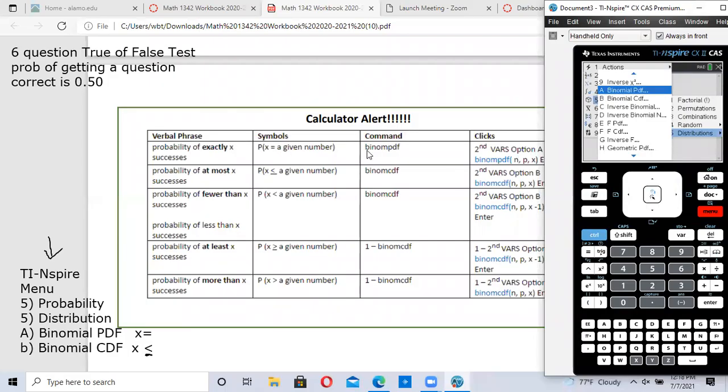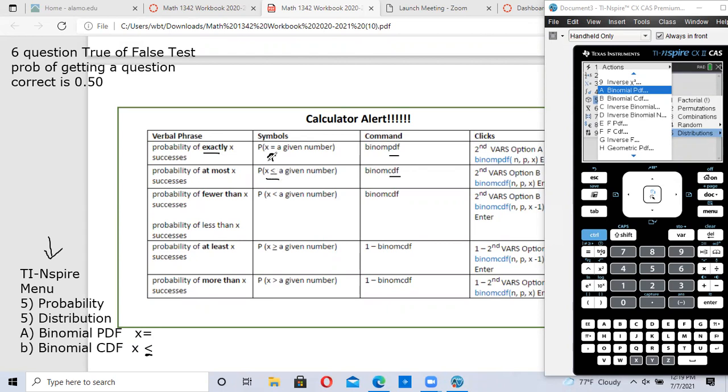So from the table, there's only one that says binomial PDF. That's when the number of questions is equal to, which means exactly. Binomial CDF is when X is less than or equal to.